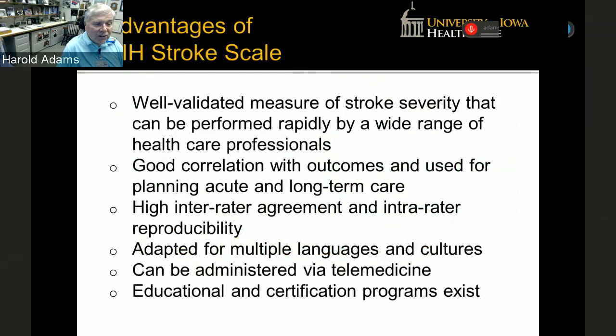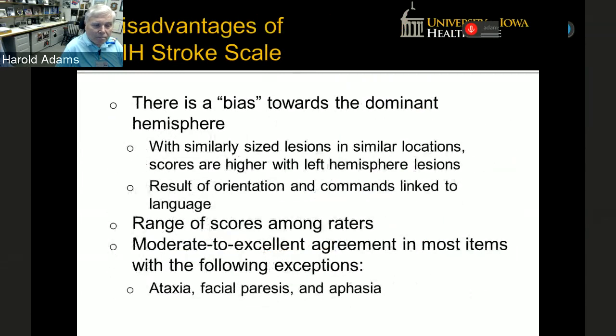Now, there are advantages of the NIH Stroke Scale for stroke research, and there'll be similar things with some of the standard scales and other aspects of neurology. It is a well-validated measure of stroke severity. It can be performed rapidly. There's good correlation with outcomes. It can be used for both acute and long-term care planning. It has high inter-rater agreement and inter-rater reproducibility. It can be administered via telemedicine, and educational and certification programs exist.